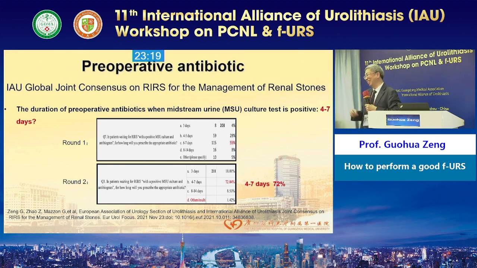When there is a positive MSU culture, it is important to know whether the patient is symptomatic or asymptomatic. They are two different beasts. If it is symptomatic, you must be much more careful. And sometimes 7 days may be too soon. If the patient has sepsis and a positive culture, 7 days is too soon. So it depends on each case.